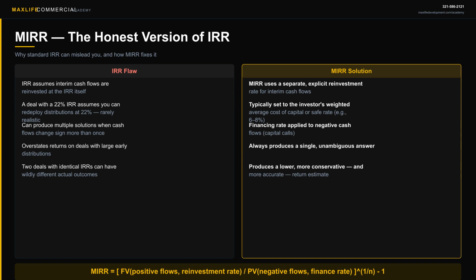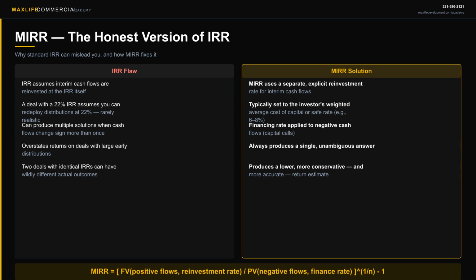Negative cash flows are discounted at your financing rate. The formula on screen takes the future value of all the positive flows, divides by the present value of all the negative flows, and annualizes the result. MIRR always produces a single, unambiguous answer, and it's always more conservative and more accurate than standard IRR.